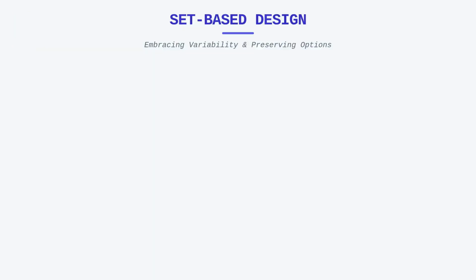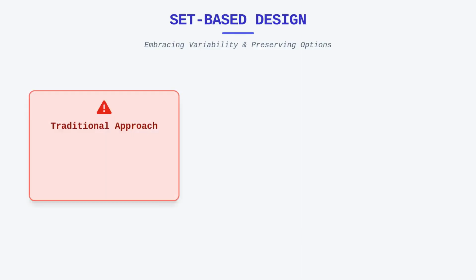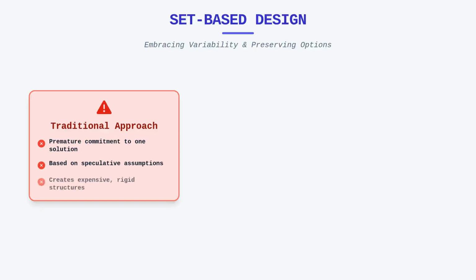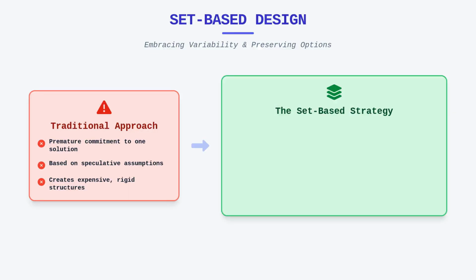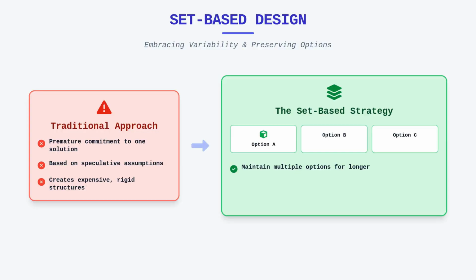Thirdly, we must assume variability and preserve options using set-based design. Traditional project management often pressures teams to commit to a single solution far too early, which is dangerous in an environment characterized by technical uncertainty. Instead of choosing one architecture and hoping it works, set-based design encourages us to maintain multiple design options for as long as possible. By keeping these options open, you learn more about the constraints of your system and the viability of your designs before making a final commitment.